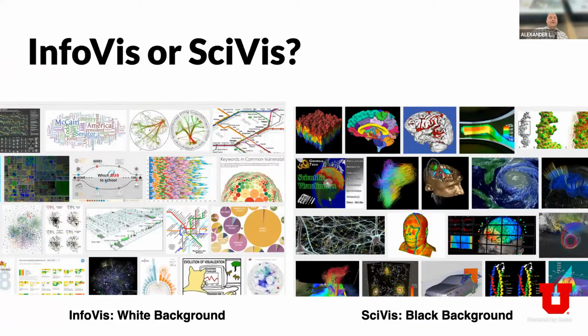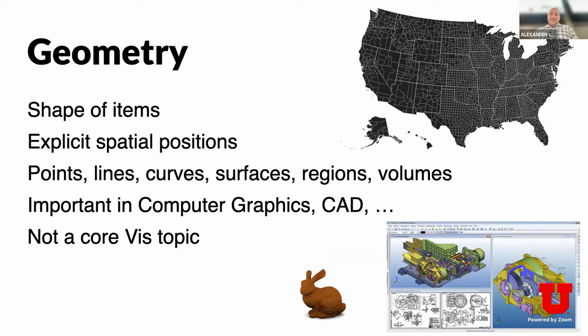And one simple thing to decide when you're unsure whether a visualization is InfoVis or scientific visualization is, look at the background. If the background of the figure is white, it's InfoVis. If it's black, it's SciVis. Of course, this is jokingly, but it does apply in many cases.